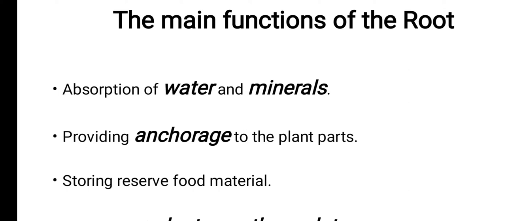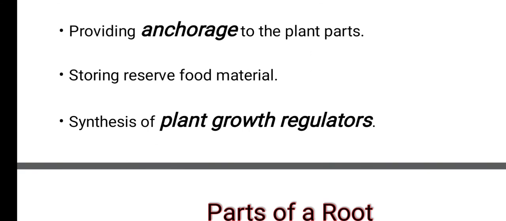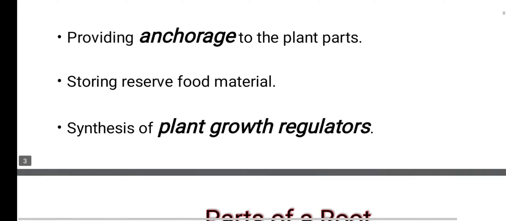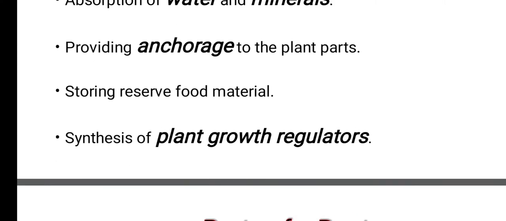We all know that we consume carrots, radish, beetroot, like that. These are examples of roots where food material is stored. The fourth one is synthesis of plant growth regulators. In short, they are called PGR. These plant growth regulators also get synthesized in roots.